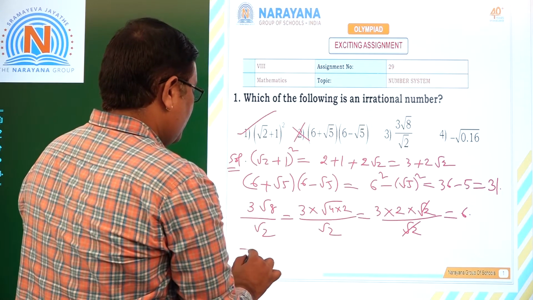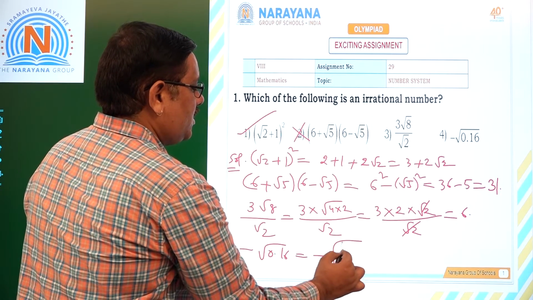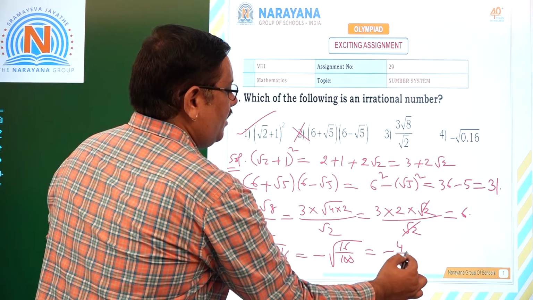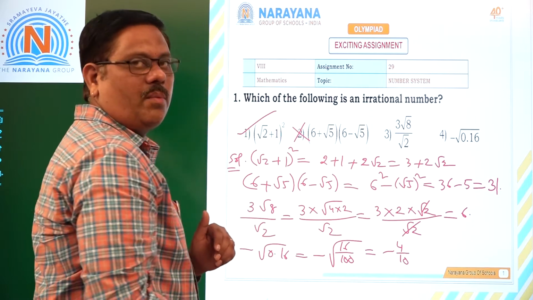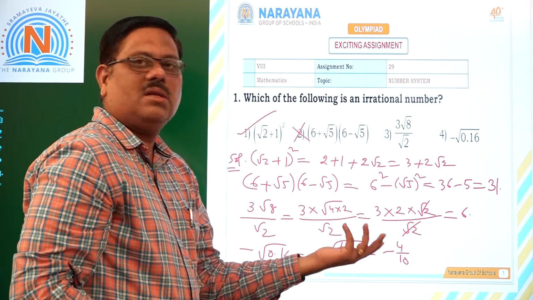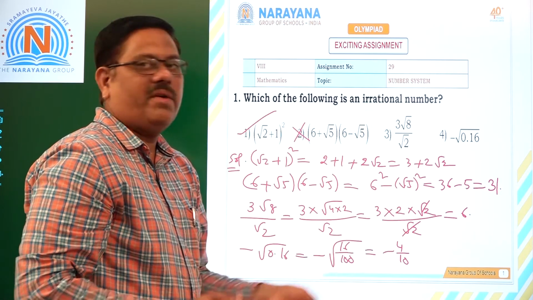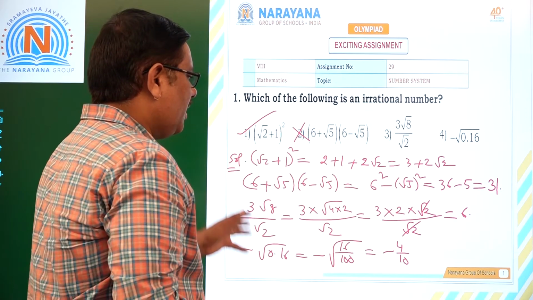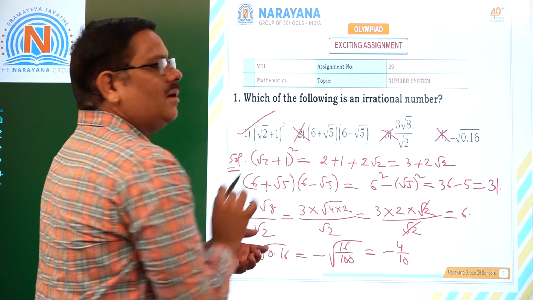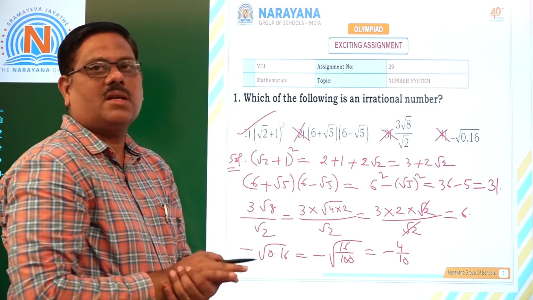Now if you look at minus root over 0.16, that is going to be minus root over 16 upon 100, we can write. That is otherwise minus 4 upon 10. Minus 4 upon 10 is also a rational number. Of course minus, even that is valid. Minus also can be there for a given 4 by 5, 4 by 10. So out of all the given 4 options, third option and fourth option are also not irrational. So only the first one is an irrational number. So that is the right answer for this.